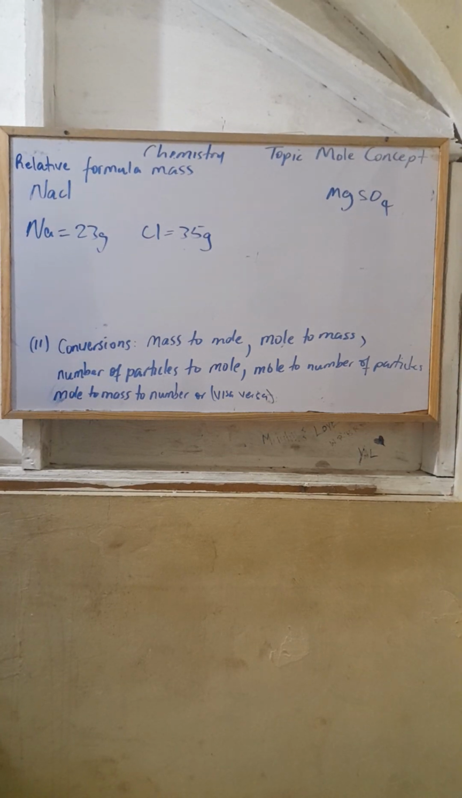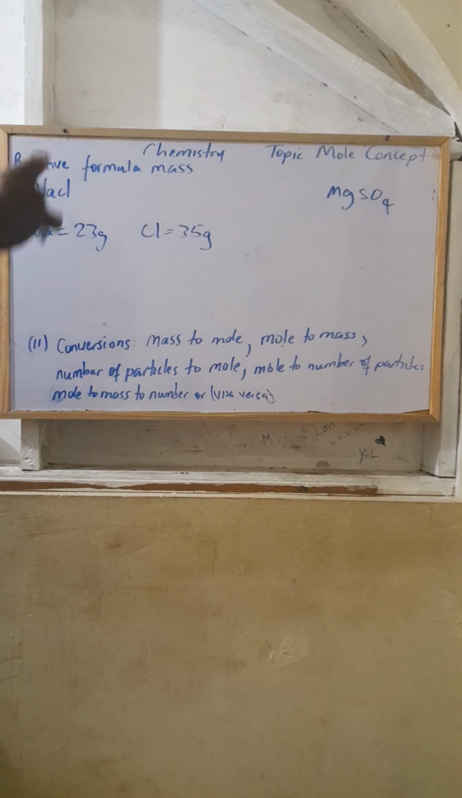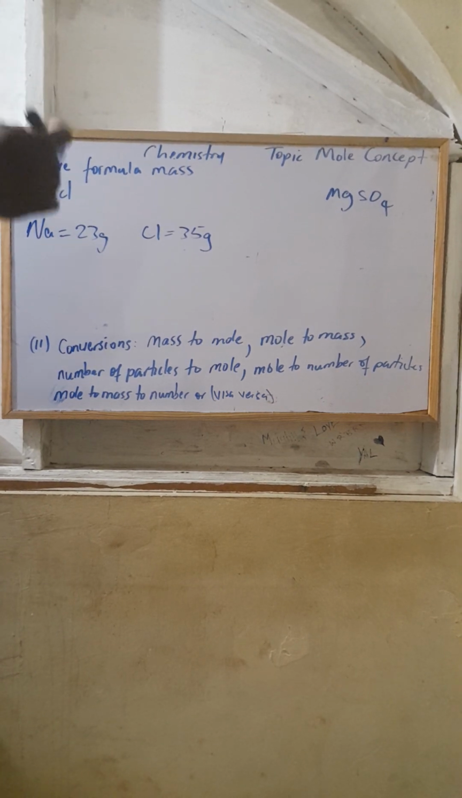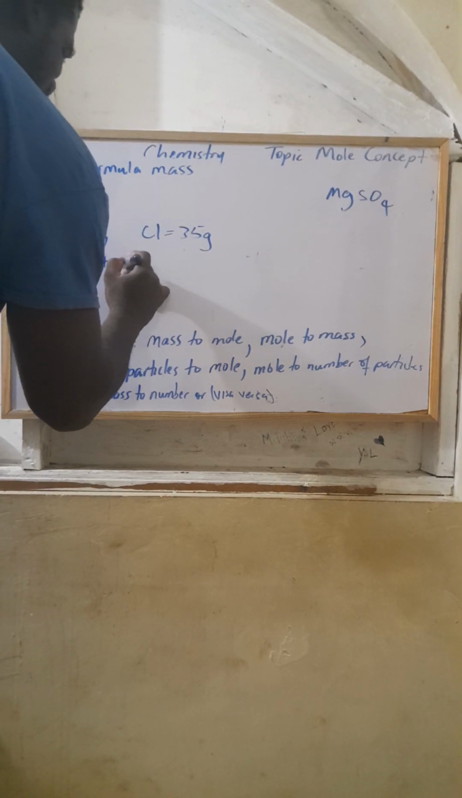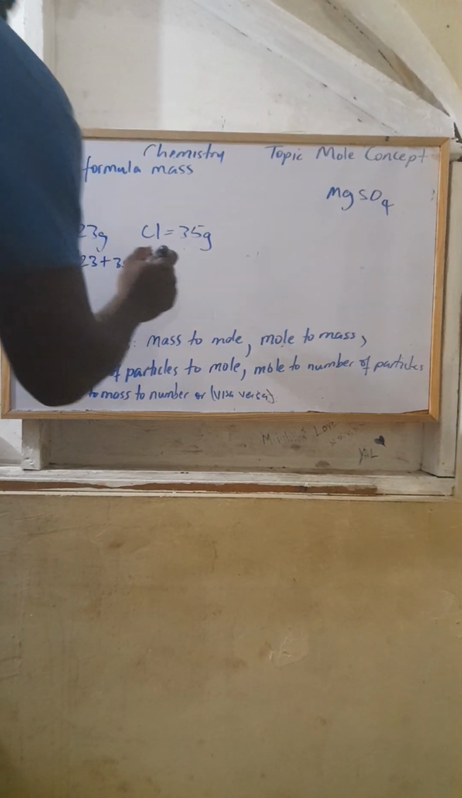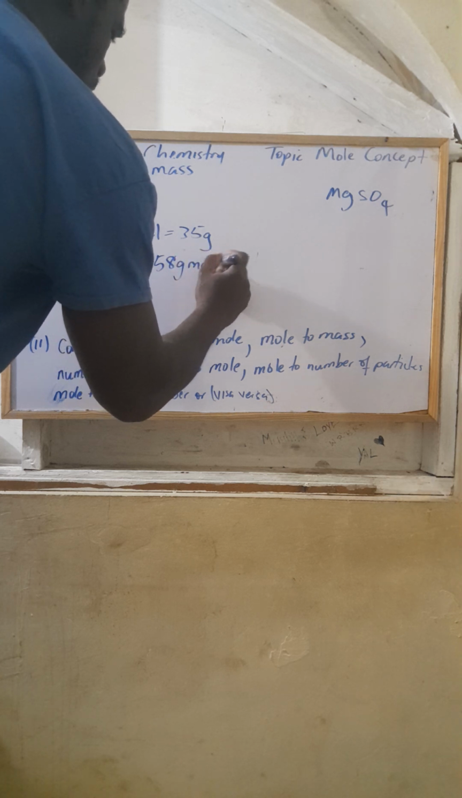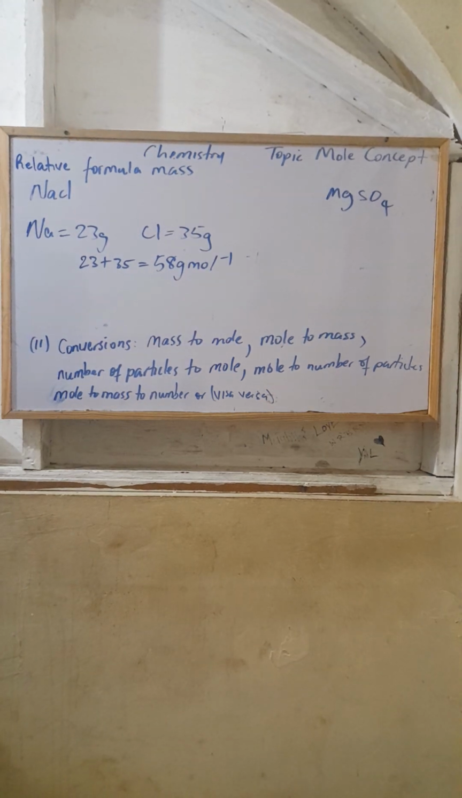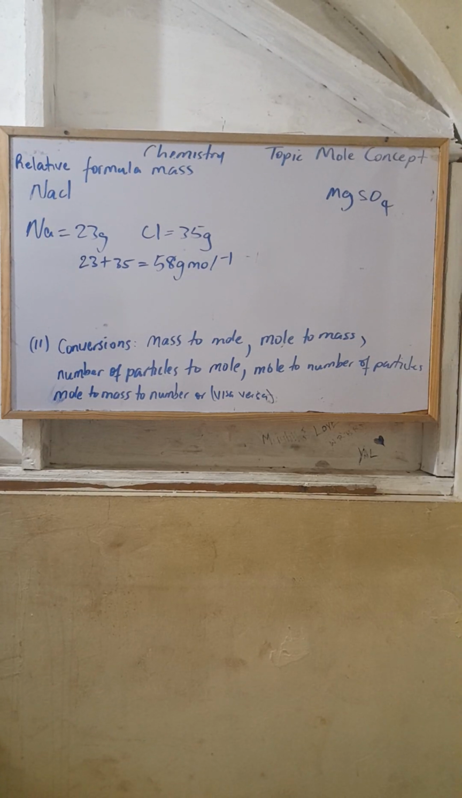How many sodium are there? 1. So we do not need to multiply. How many chlorine are there? 1. No need to multiply. So we can simply go ahead and add 23 plus 35, which is equal to 58 grams per mole. So we see that the relative formula mass of sodium chloride is 58 grams per mole.